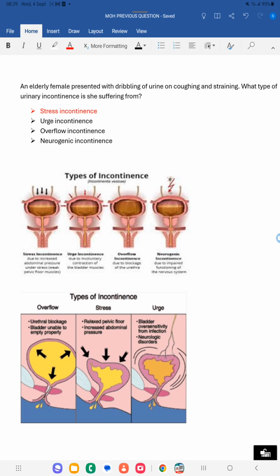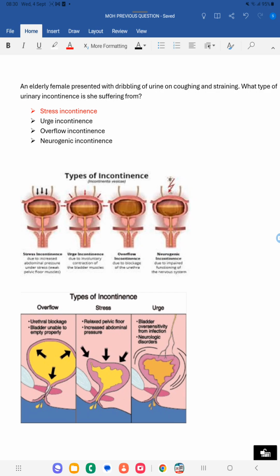Okay, urge incontinence. Urge incontinence means an involuntary contraction of the bladder muscles, which means oversensitivity, the bladder overly contracting. The patient goes for urination repeatedly, there is no strain or anything, and repeatedly the patient gets the urgency to go to the washroom.